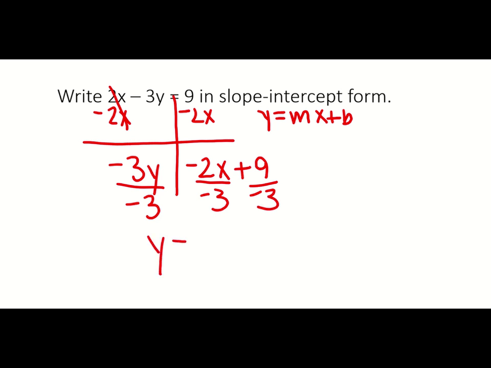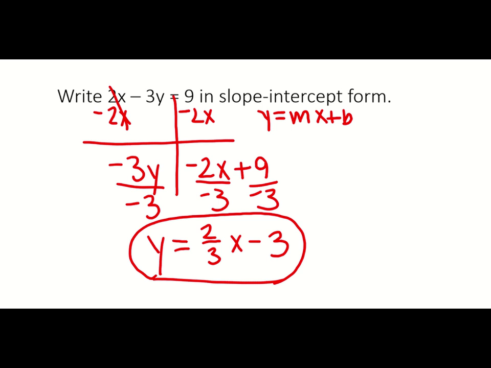So I'm going to have y equals, and then I've got to simplify the right. Two negatives would make this positive 2/3 x, plus a negative would make this minus 9 divided by 3, which is 3. So my slope-intercept form is y equals 2/3 x minus 3. And using this equation, we can create the graph like we've done in previous sections.